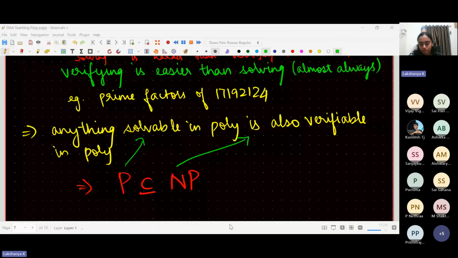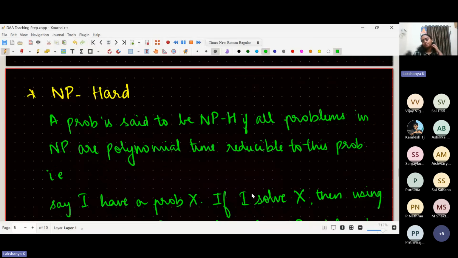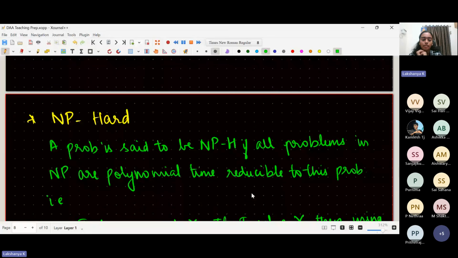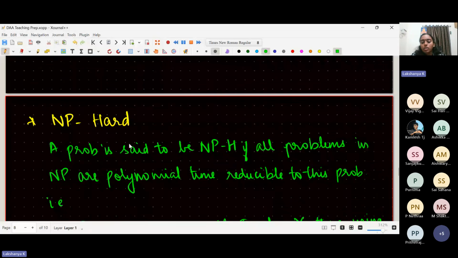Right, great. So moving on. Next thing we go to is NP hard. So, P and NP are done. Now we come to NP hard. A problem is said to be NP hard if all problems in NP are polynomial time reducible to this problem. Again, the formal definition of reducible I have not given you yet. But if you remember what we saw previously, you don't know how to solve your given problem, but you solve another problem and you are able to use that solution to get back this solution. So what they are saying here is that all problems in NP are reducible to this problem.